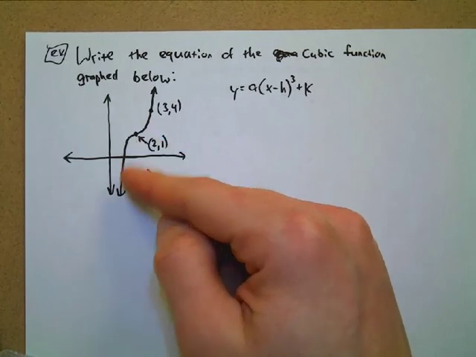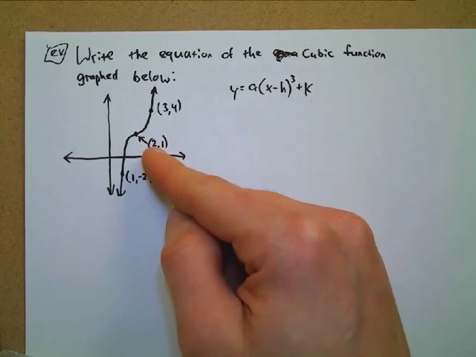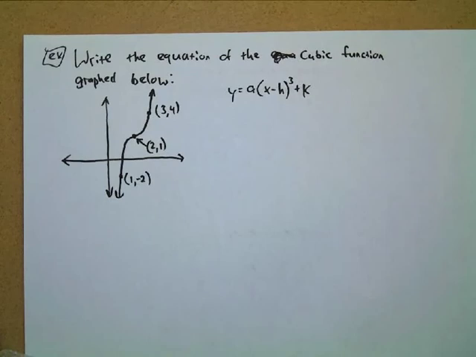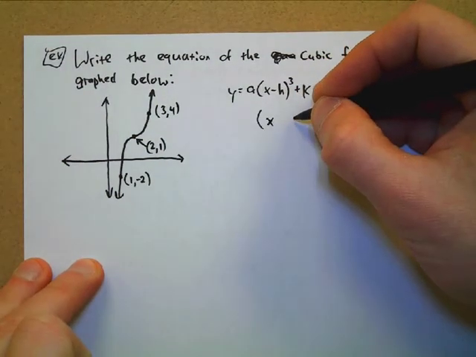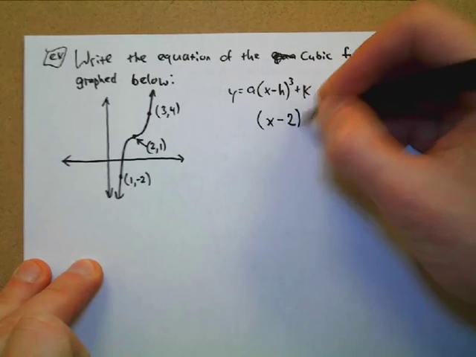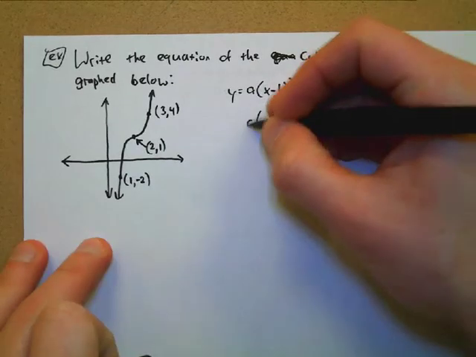So this is what you want to talk about transforming. How do you get to here? We have to go right 2 and up 1. So to shift right 2, that will be x minus 2. And to go up 1, that'll be plus 1 on the outside. We still have this A we have to figure out, though.